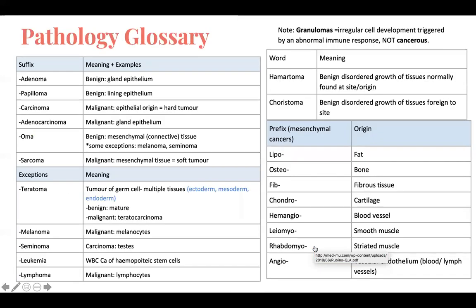First thing I wanted to cover was the glossary, because I think the hardest thing for me for path personally was the terminology and the language. If you know what the word means, it also helps to narrow down the differential. If you know what the suffix is and what the prefix is, it tells you the origin of the cancer or the lesion, and whether it is benign or malignant.